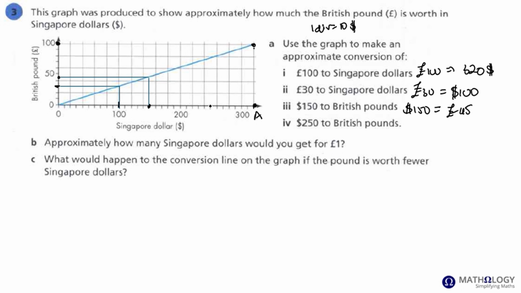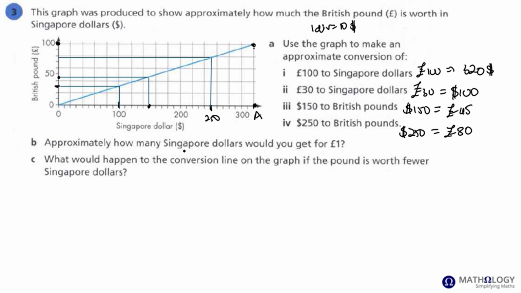And then $250. So again, exactly halfway between 200 and 300. Looks to be about 80. So 250 Singapore dollars, rather, is approximately 80 pounds.